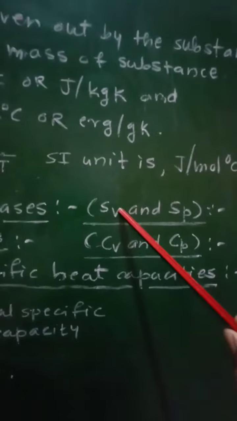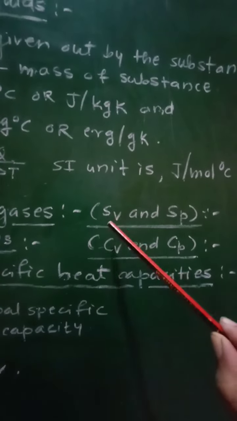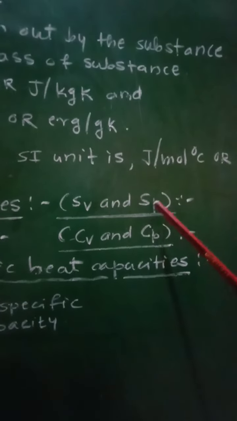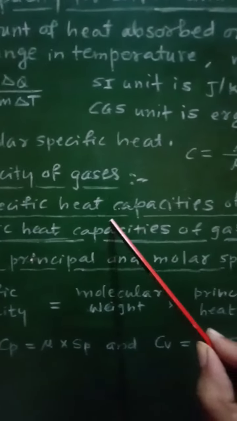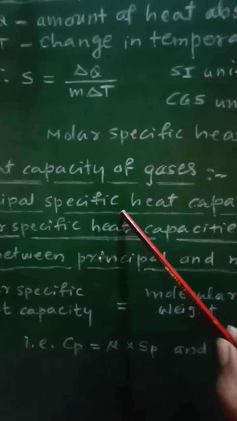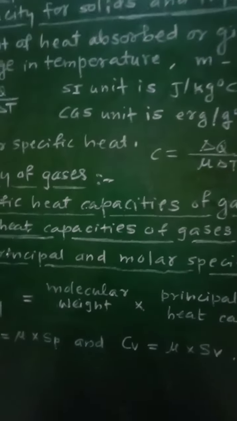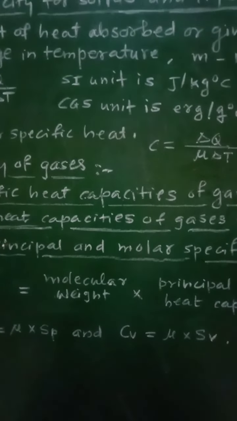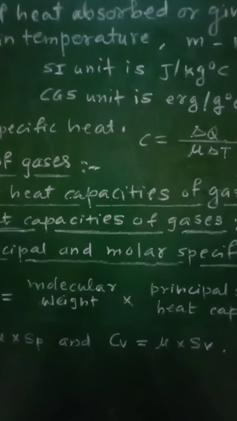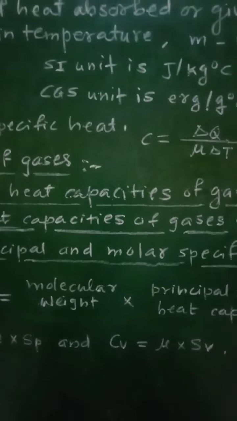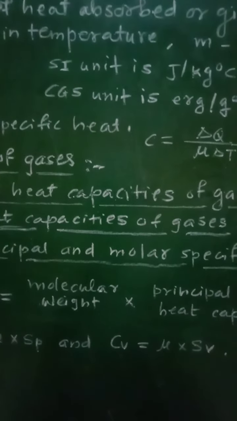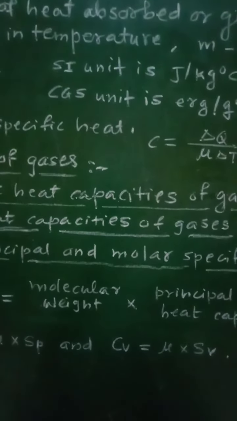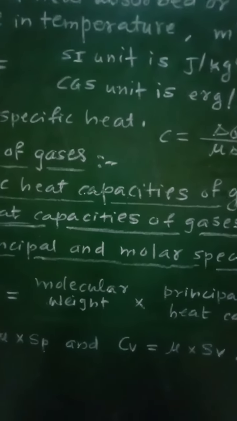So here Sv and Sp, that is specific heat capacity at constant volume and specific heat capacity at constant pressure, that is the principal specific heat capacities of the gas, are there. So Sv and Sp will represent specific heat capacities of the gases. These are the principal specific heats, and in this case the specific heat capacity at constant pressure is always greater than specific heat at constant volume, because additional work is done when that gas is heated keeping its pressure constant.